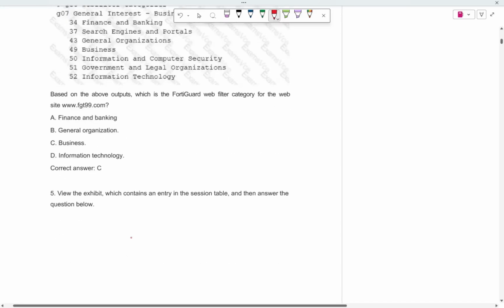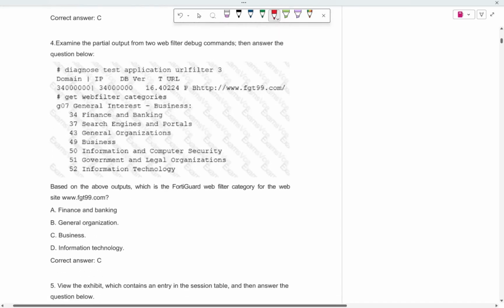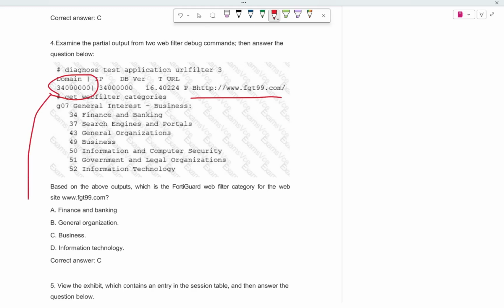All right, now let's look at question 4. Question 4 also has a diagram. What it means is, based on 2 external filters, the output of the debug command, and then determine which website this site belongs to. So for the website, the code it matches is 340,000, which corresponds to business, so the correct answer is C.